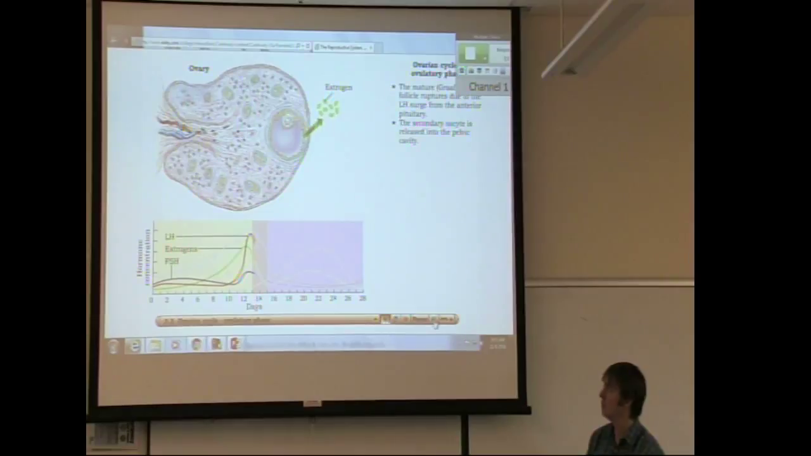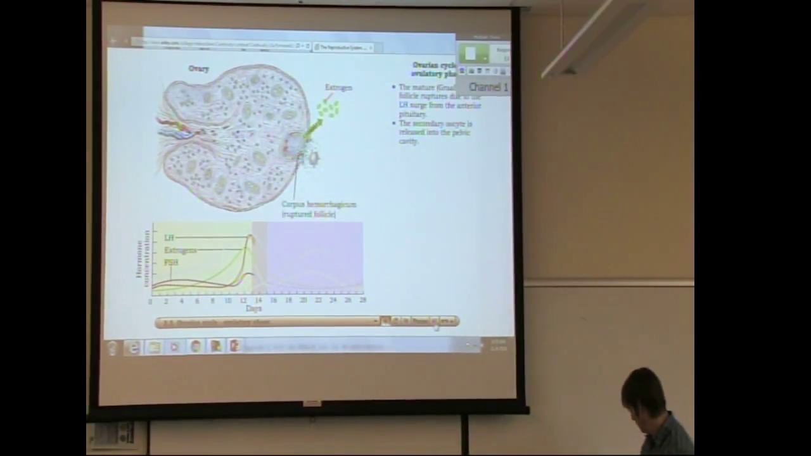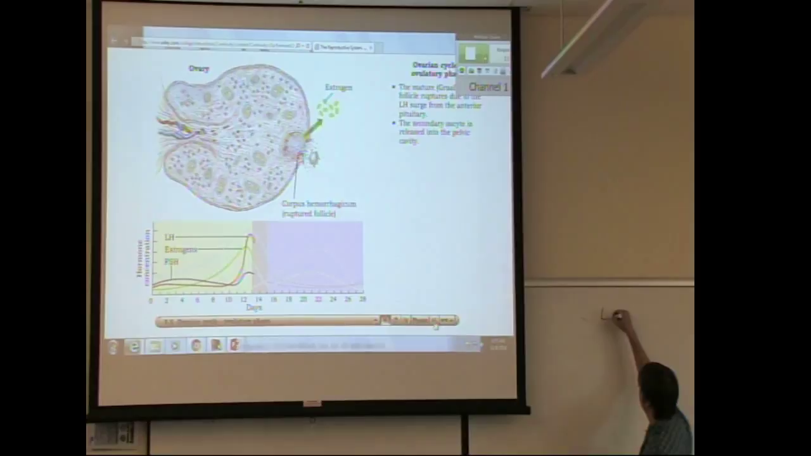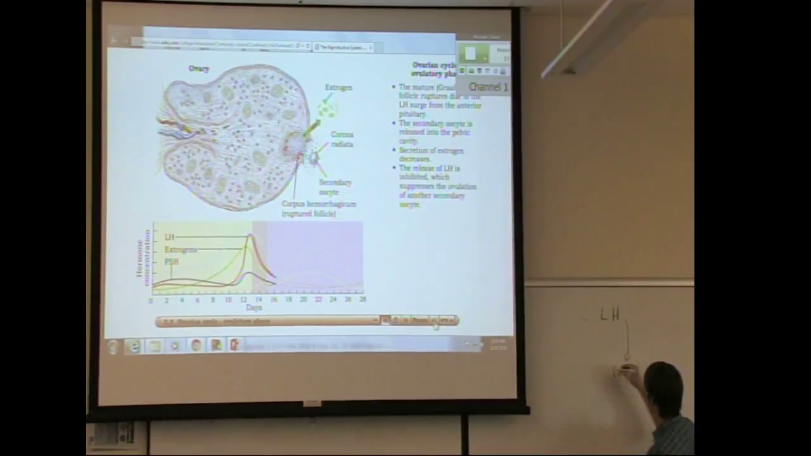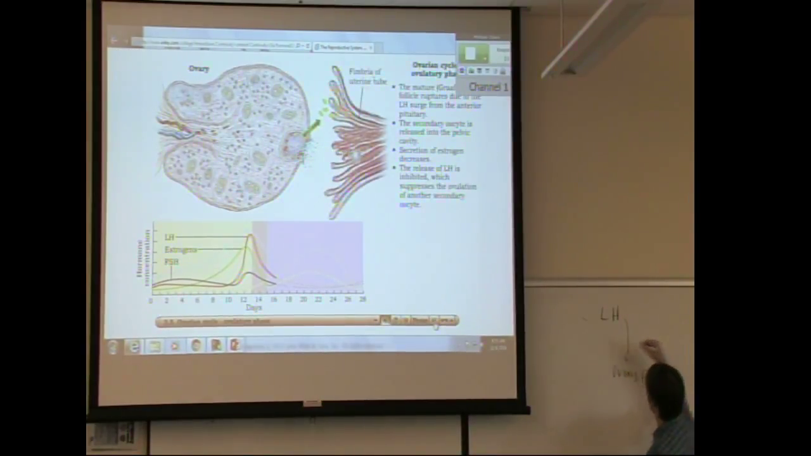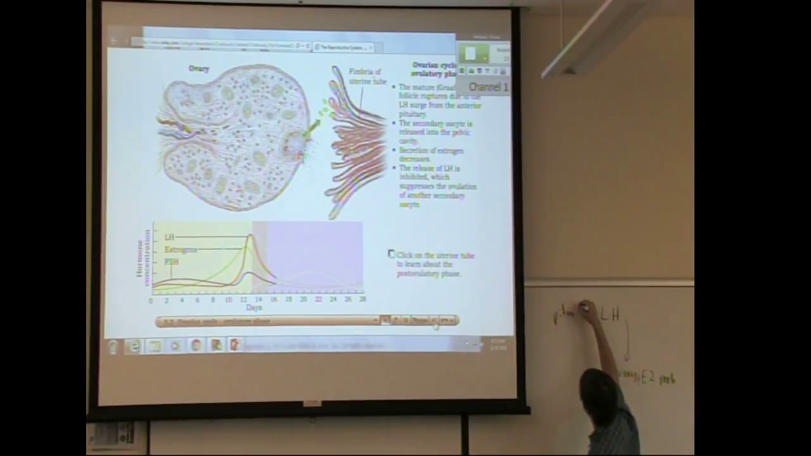The luteinizing hormone surge signals the mature follicle to rupture and release the secondary oocyte into the pelvic cavity. Secretion of estrogen decreases, thereby inhibiting the release of luteinizing hormone, stopping the ovulation of another secondary oocyte. So that one's pretty short, right?